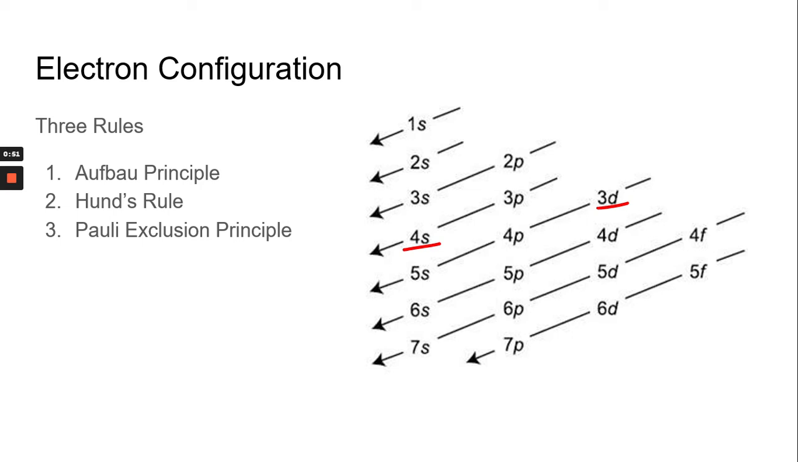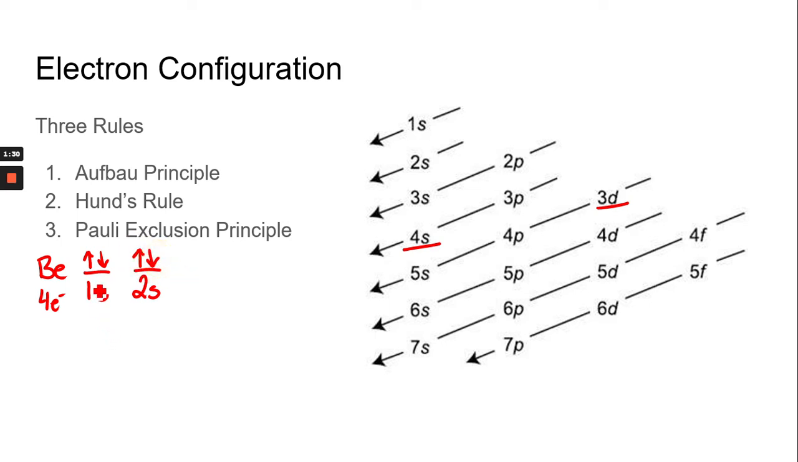So if we look at beryllium, for example, beryllium is number 4 on the periodic table, so it has 4 protons. So a neutral atom would have 4 electrons. We're going to fill the 1s first. S has 1 orbital, so we draw 1 line. Each orbital can hold 2 electrons as long as they have opposite spins. Then we would fill 2s. S again has 1 orbital, which can hold 2 electrons.